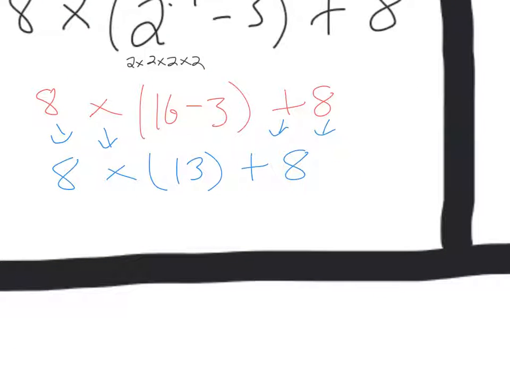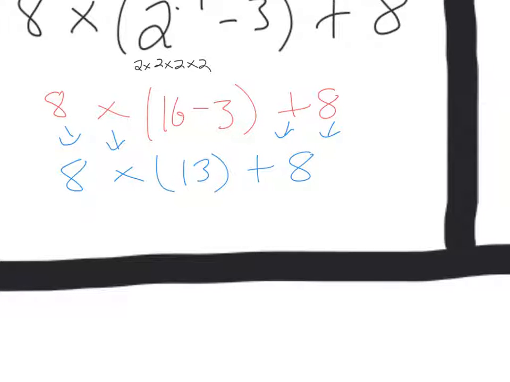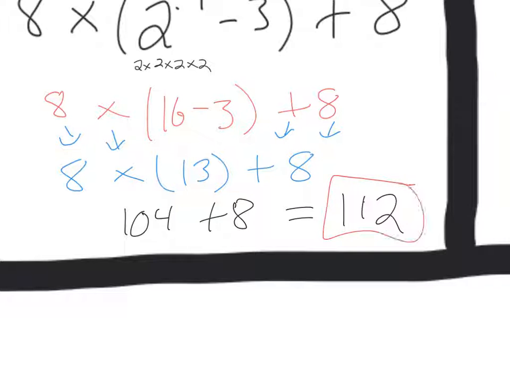And now we can simplify 13 since it's in parentheses. It's all by itself, so we can do the other operations. Let's go ahead and do our multiplication first and then the addition. So multiply first. 8 times 13 would get you 104 plus 8, and that makes 112 for your final answer for number 7. Alright, let's check out number 9 really quick.